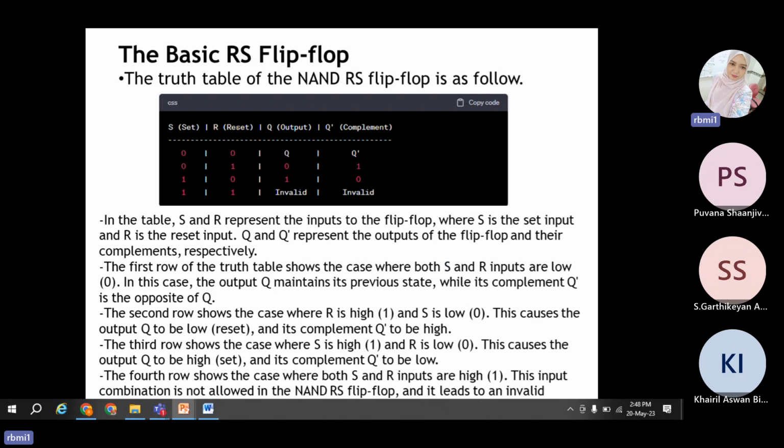Okay, overall we have the truth table of the NAND RS flip-flop. It shows how the output of the flip-flop changes based on the input applied to it, and provides a basis for designing and analyzing the digital circuits that we use in flip-flops.